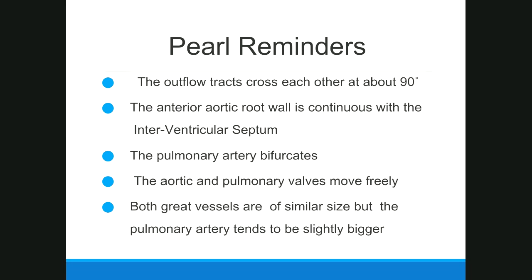Both great vessels should be of similar size, but the pulmonary artery tends to be slightly larger, and that's okay. Same with looking at the right-sided chambers versus the left-sided chambers. They should be relatively the same size, but one can be slightly larger. I'm sorry, the right side will likely be slightly larger than the left.